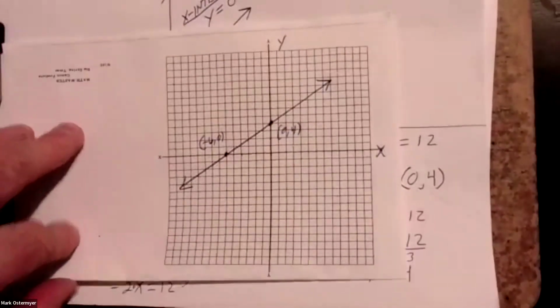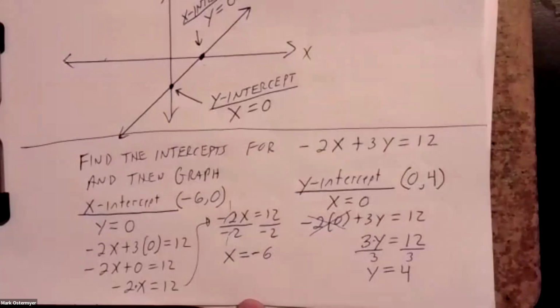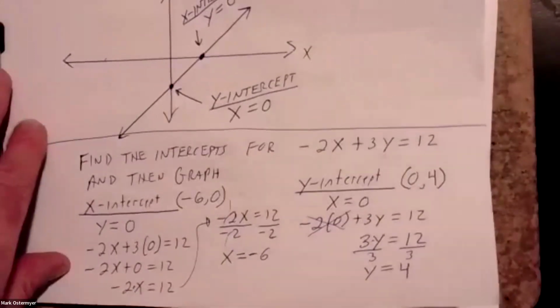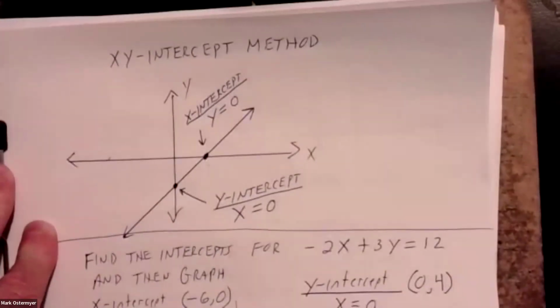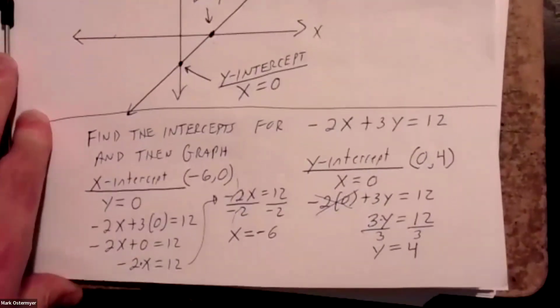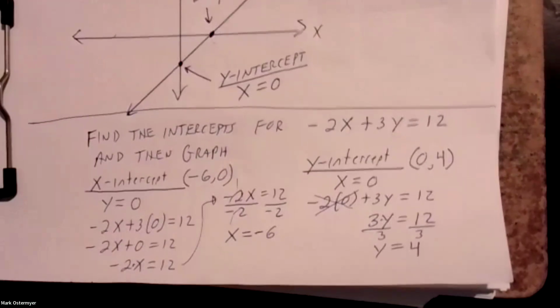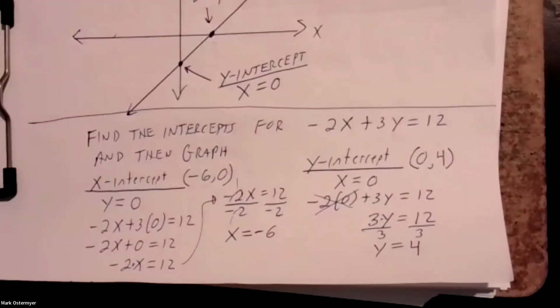This method was called the what method? Not the table method, but it was called the XY intercept method for graphing a linear equation. Did that method make an ounce of sense?